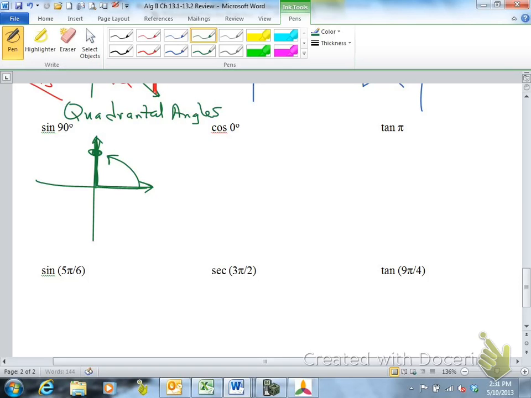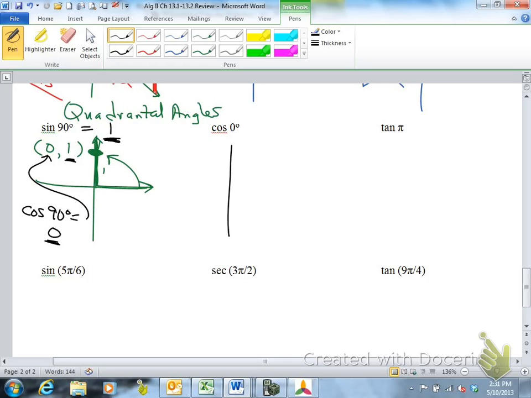So we need this ordered pair. The ordered pair here, the radius is 1 on a unit circle, so it would be 0, 1. And the y-coordinate gives us the sine of the angle. So sine of 90 would be 1. That also means if you were asked cosine of 90 degrees, cosine of 90 corresponds to the x-coordinate, so that would equal 0. But you aren't really asked for that.